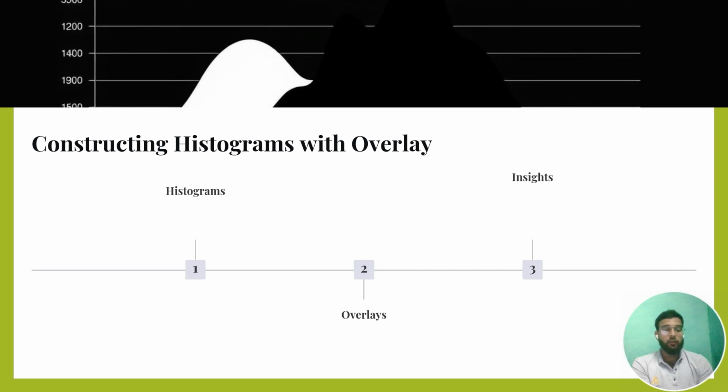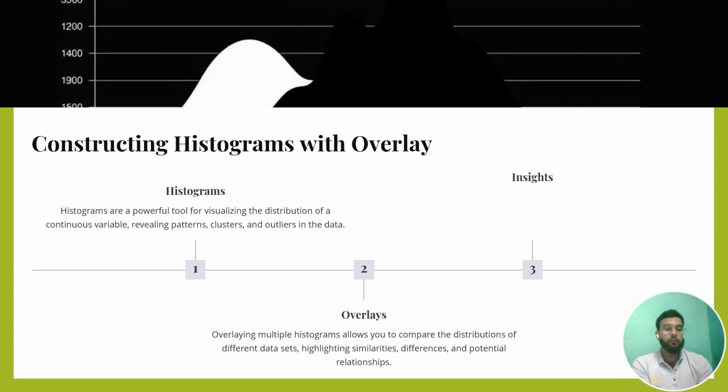So first we'll talk about what is a histogram. Histograms are a powerful tool for visualizing the distribution of a continuous variable, revealing patterns, clusters, and outliers in the data. Now what are overlays? As previously we have discussed it with bar graphs, we'll discuss it again. So overlaying multiple histograms allows you to compare the distribution of different data sets, highlighting similarities, differences, and potential relationships.